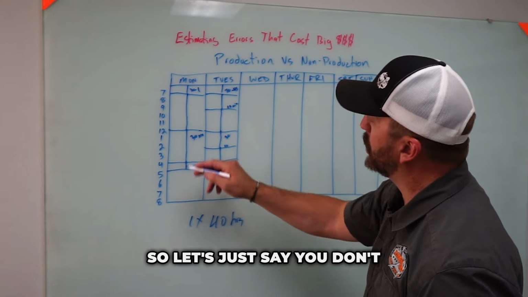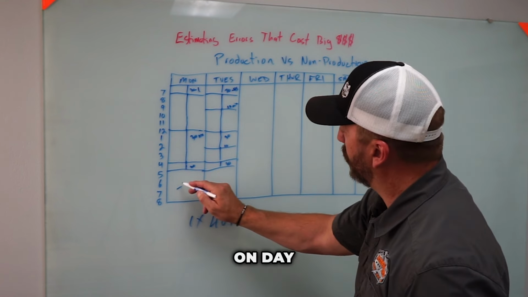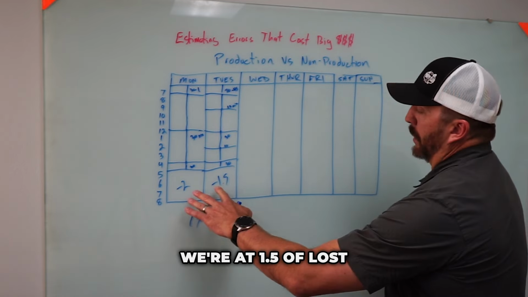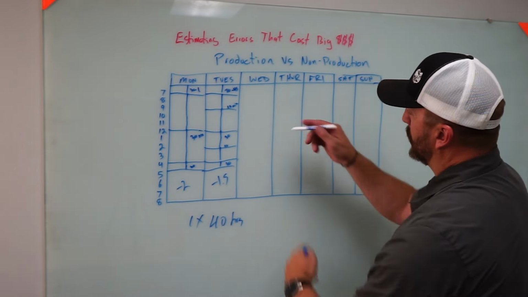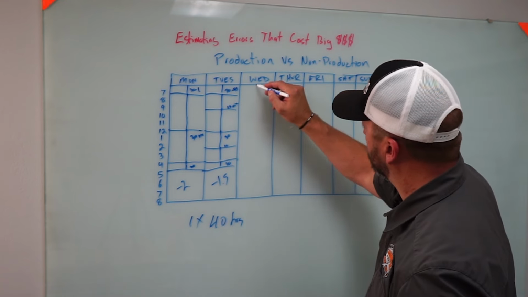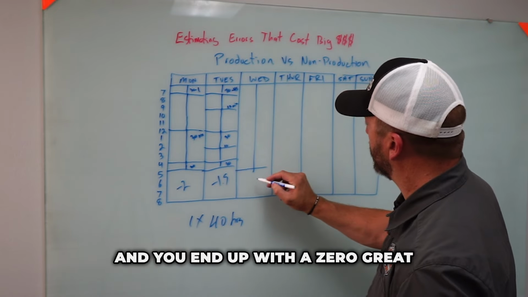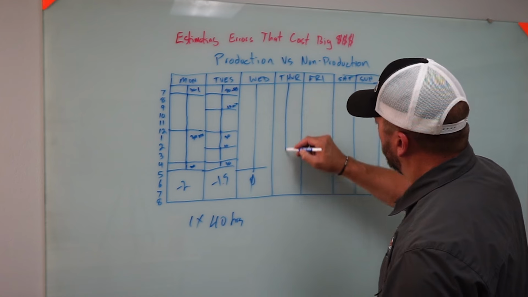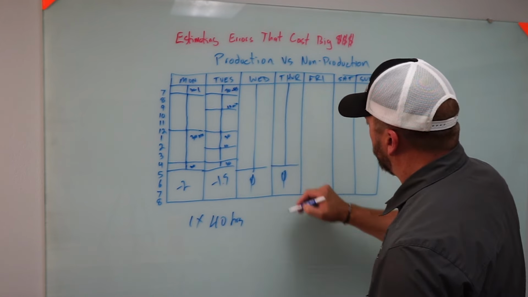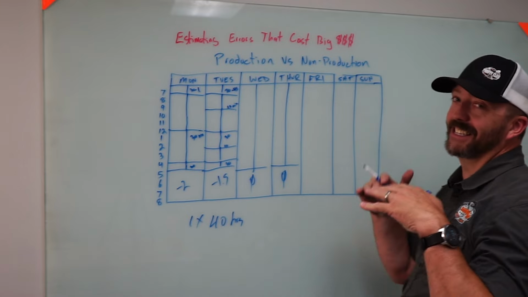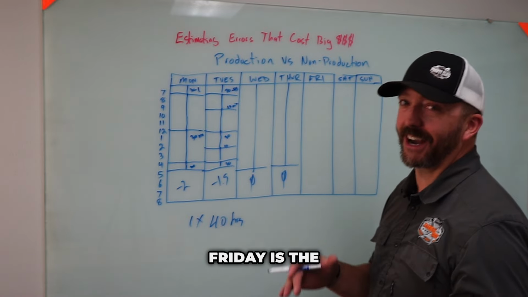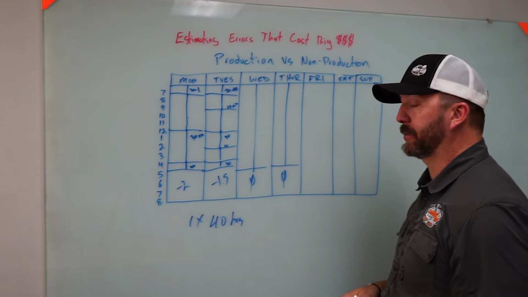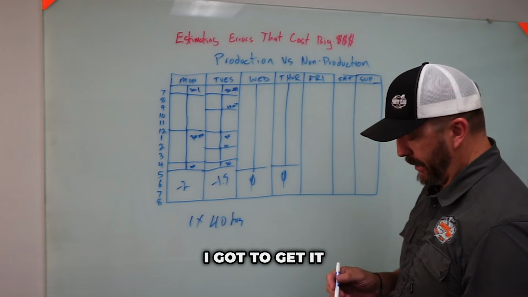So let's just say you don't work over. On day one, we're at minus 2 hours. On day two, we're at 1.5 of lost production time. And so Wednesday, let's say it goes perfect. You work a little hour over and you end up with a 0. Great, everything went great. Thursday, maybe you have another great day. That's perfect. Friday is the finish day. Friday is we're going to get this job done. Even if I got to work 16 hours, I got to get it done.